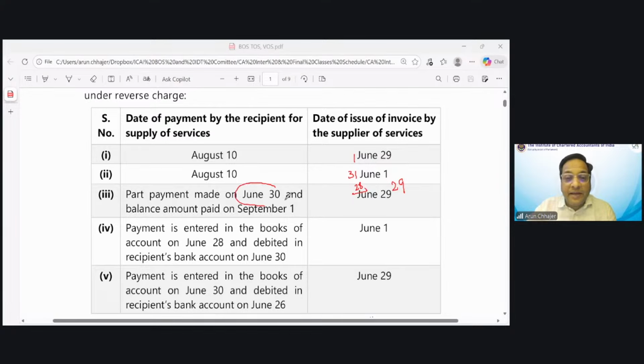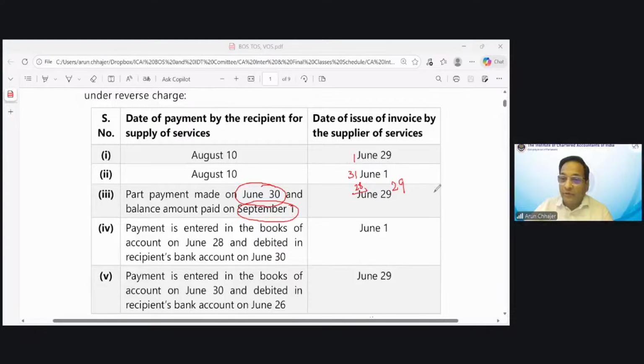Part payment is made on June 30 and balance payment is made on 1st September. So in this case, will there be only one time of supply? Will there be two time of supply? Requesting everyone to participate. Answer is there will be the two time of supply.